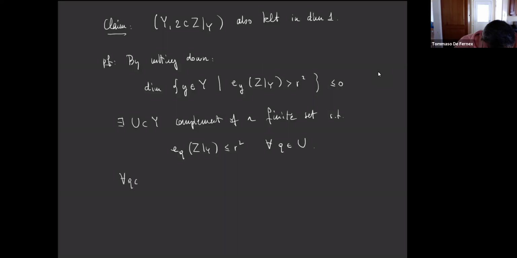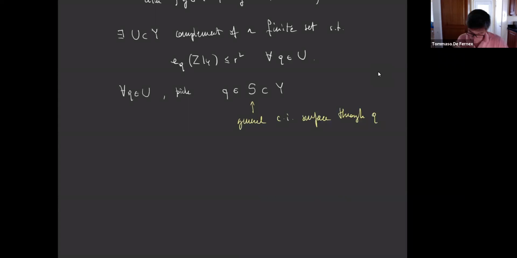Now for every Q in U, I'm gonna pick a point Q in U and inside Y, I'm gonna take a surface inside Y. So this is just a general complete intersection surface through Q. So I cut down to a surface. And what we know is that by cutting down generically, I preserve multiplicities. So I know that we still have this bound. But now this scheme here is zero dimensional, and is a complete intersection.